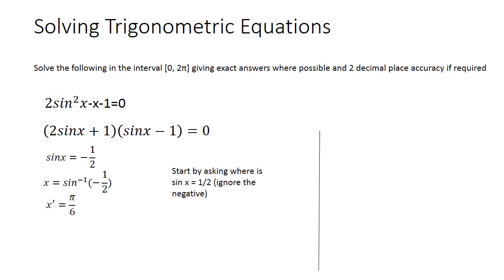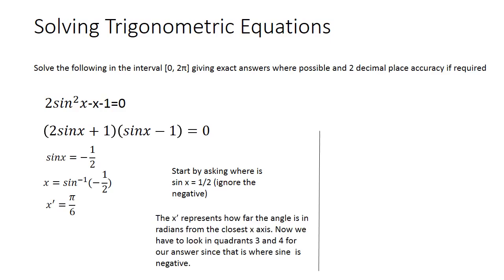You're going to get pi over 6 if you put sine to the minus 1 as a half. And you see, I didn't put x equals, I put x prime equals. What I'm going to do now is look at which quadrants I'm going to put that deviation in. For sine to be negative, I need to be looking in quadrants 3 and 4. So I'm going to be deviating from the x-axis in those two quadrants so that I have an angle of pi over 6.